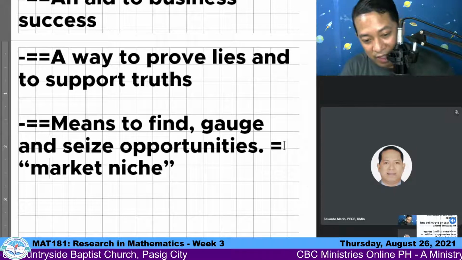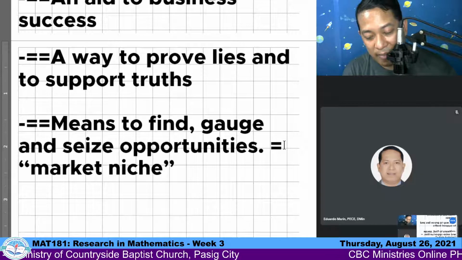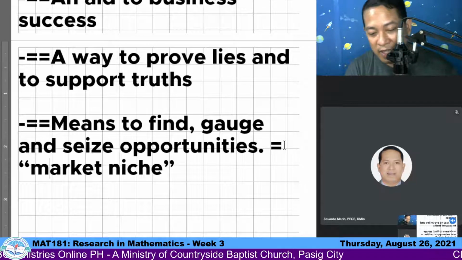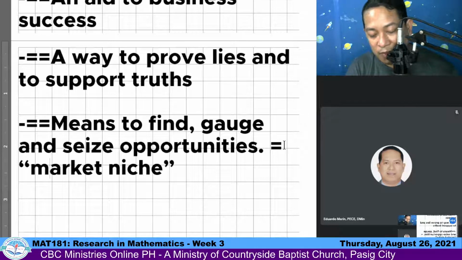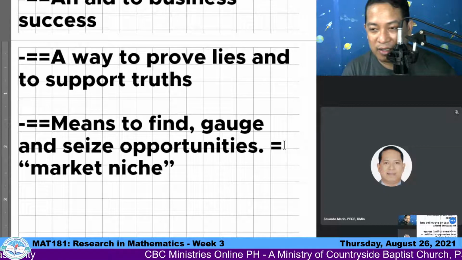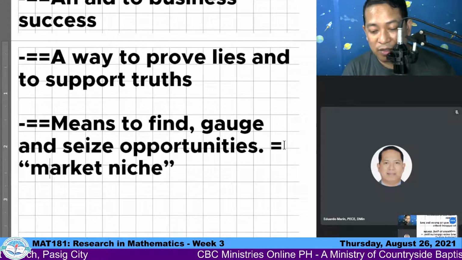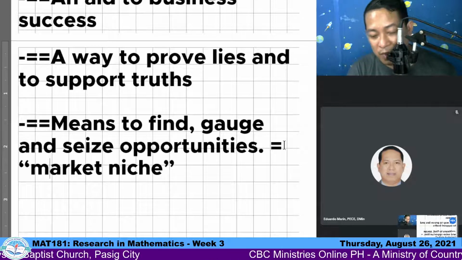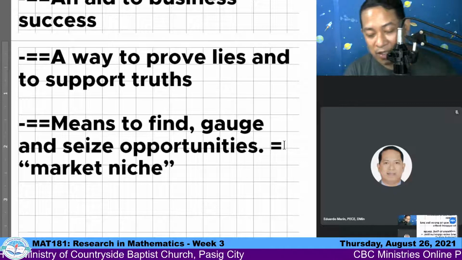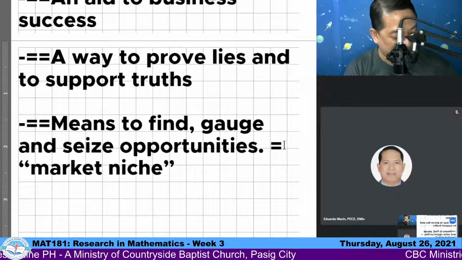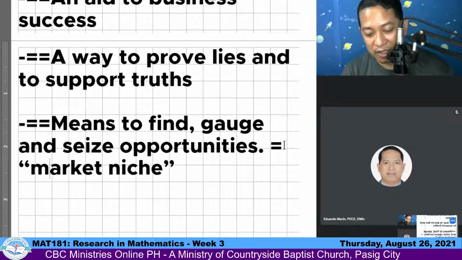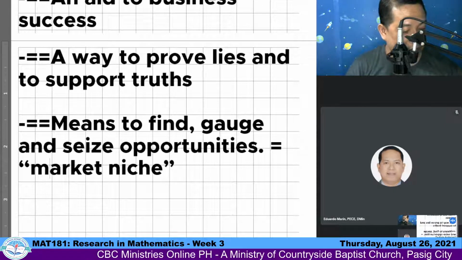So that's research, mga kapatid. It means you could find opportunities. You could gauge whether that's a good playing ground for you, as far as your profession or a new market is concerned, and seize the opportunity. If you have a very competitive niche in that particular aspect of the market, then go for it. So that's a good advantage.